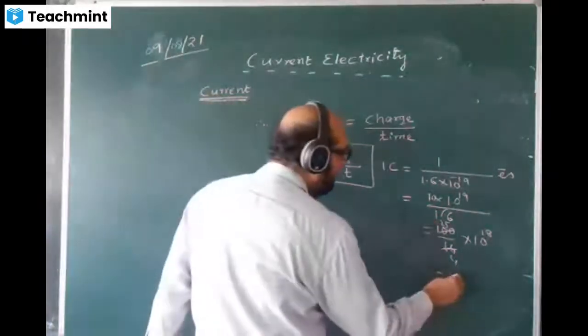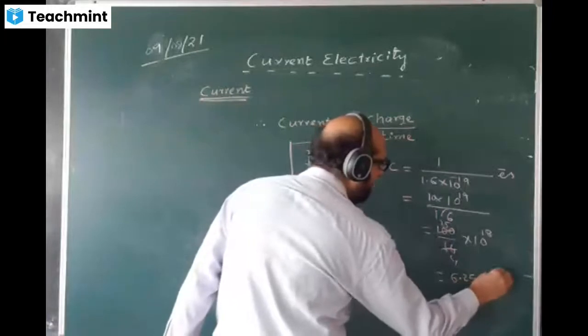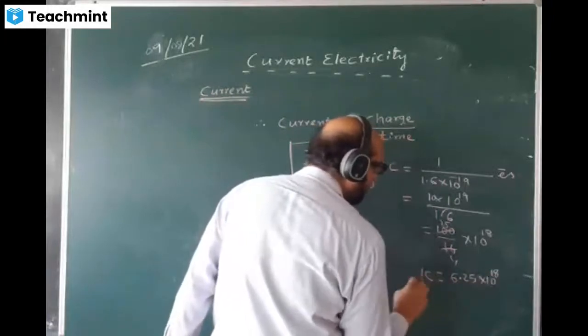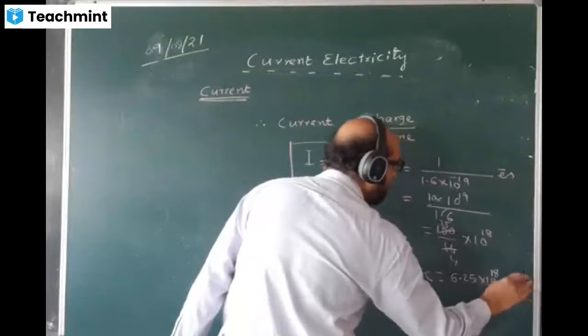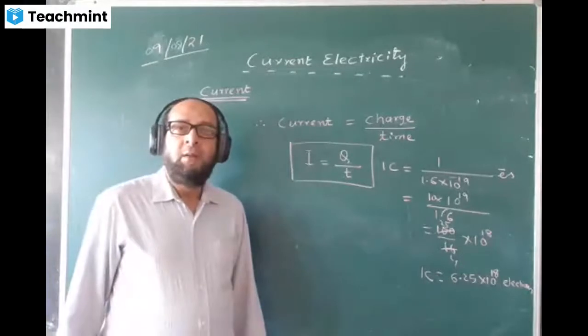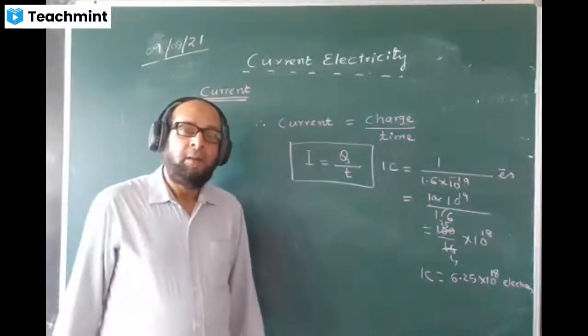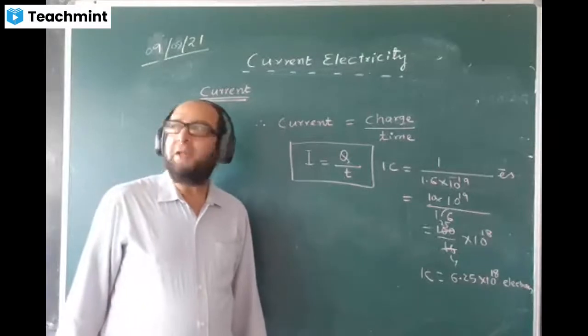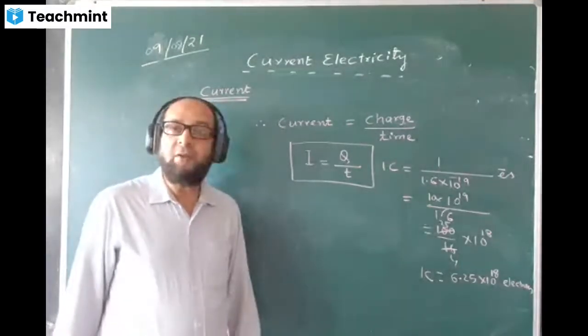The 25 by 4 divide answer will come 6.25 into 10 to the power of 18. So that is why we say 1 coulomb contains this many electrons. These many electrons are there in 1 coulomb. Have you understood the calculation? By chance, during exam time, if you have forgotten, you can do it like this, the calculation on the spot.